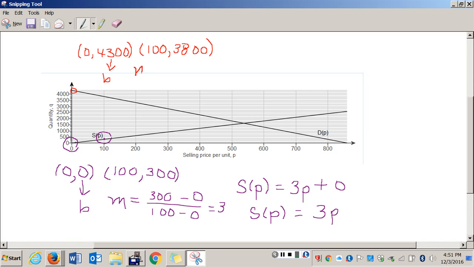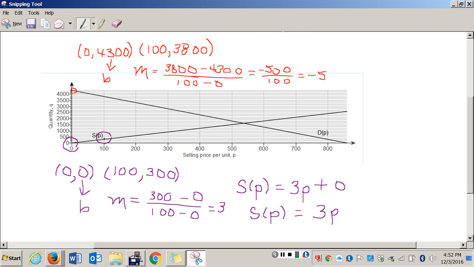So calculating slope, we have 3,800 minus 4,300, sorry about that, divided by 100 minus 0. So the slope is going to be negative 500 over 100, which is going to equal negative 5.